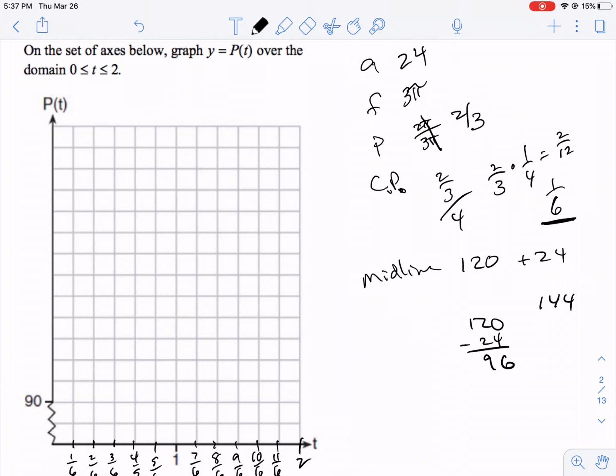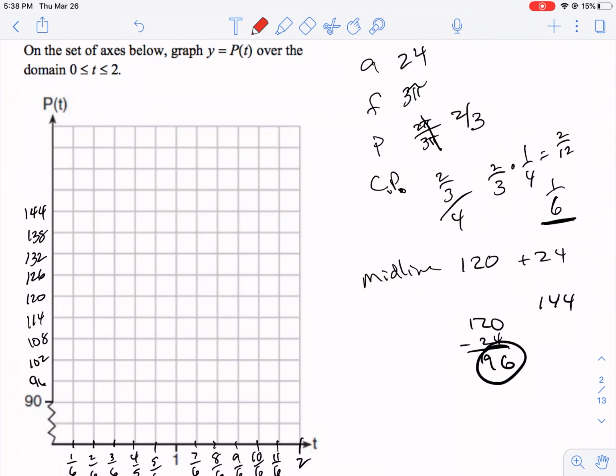Let's see. I don't know. Can we count by sixes maybe? 96, 102, 108, 114, 120, 126, 132, 138, 144. Perfect. Okay. The only reason I thought about sixes is because I had to hit the 96, and it worked.